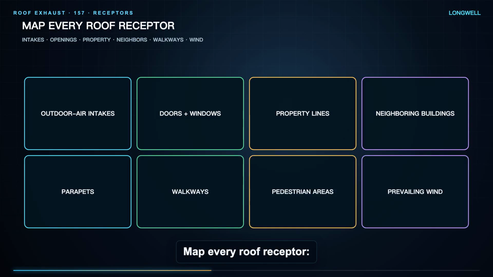Map every roof receptor, outdoor air intakes, doors and windows, property lines, neighboring buildings, parapets, walkways, equipment, pedestrian areas, and prevailing wind. Clearance requirements are exhaust and jurisdiction specific. One universal distance diagram is not valid.